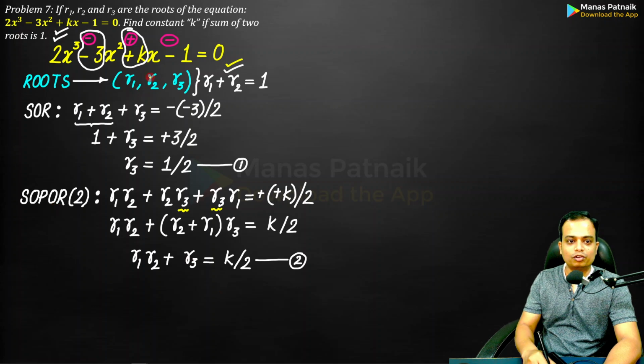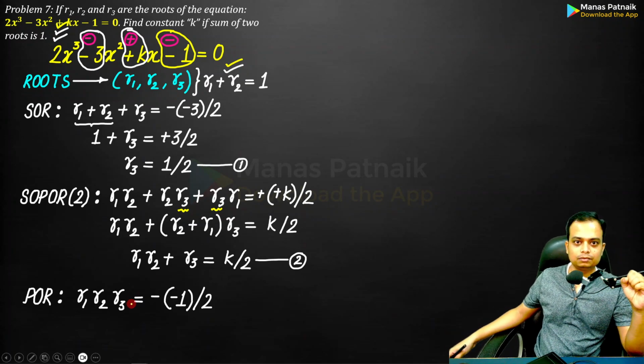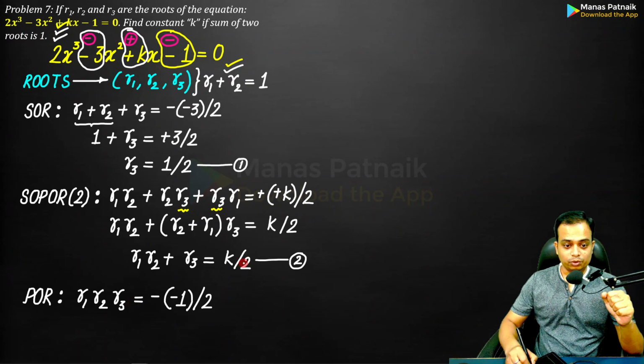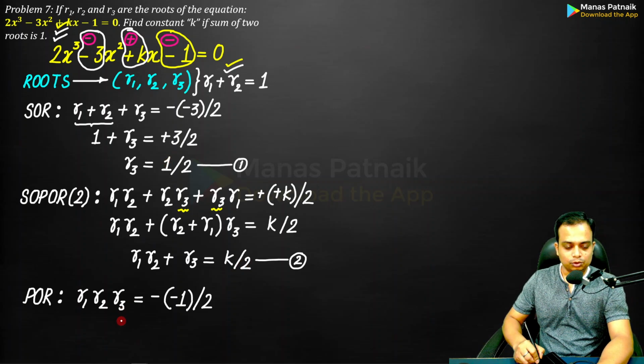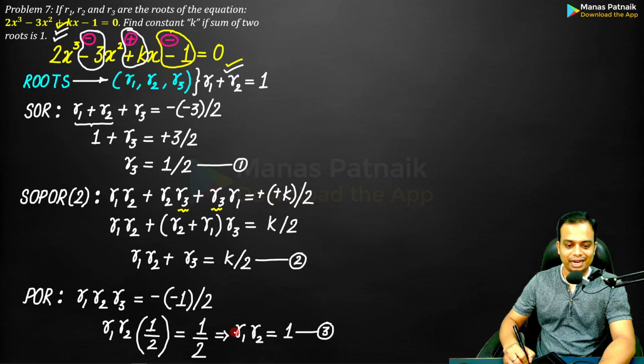Now, you have to go for product of the roots. When you go for product of the roots, you have to use this. Minus of minus 1. Let me do that. Alpha, beta, gamma. R1, R2, R3 is equal to minus of minus 1 divided by 2 again. Here it is. So what can we do now? What you can do now is that you can plug in the value of R3. R3 is 1 by 2. So put it over here. R1, R2 will be equal to, let me write this. Here we go. Now what, sir?